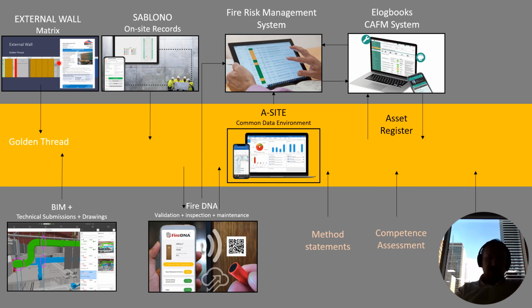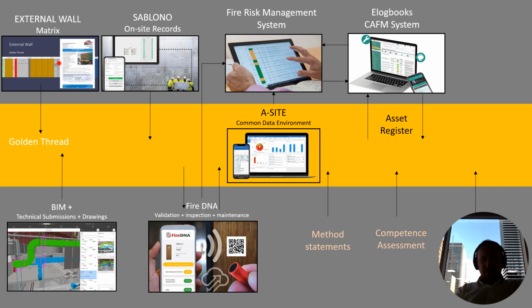So we had the external wall matrix there, and you can see here the on-site records, so the process that was used to install the materials, with photographs and links and timelines, signatures of the relevant competent people involved. And we also host the BIM information here. This one here, fire DNA, this is a process of electronically hosting the information about each fire door and any subsequent maintenance and inspections that are carried out, so that contributes to the golden thread as well.